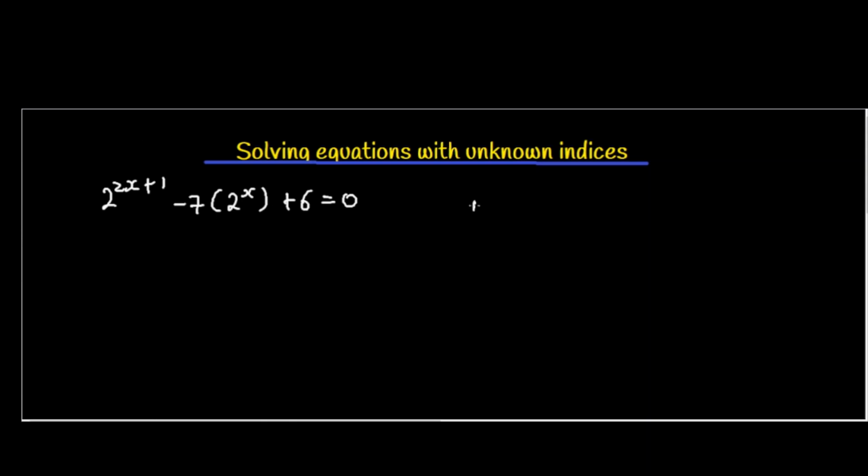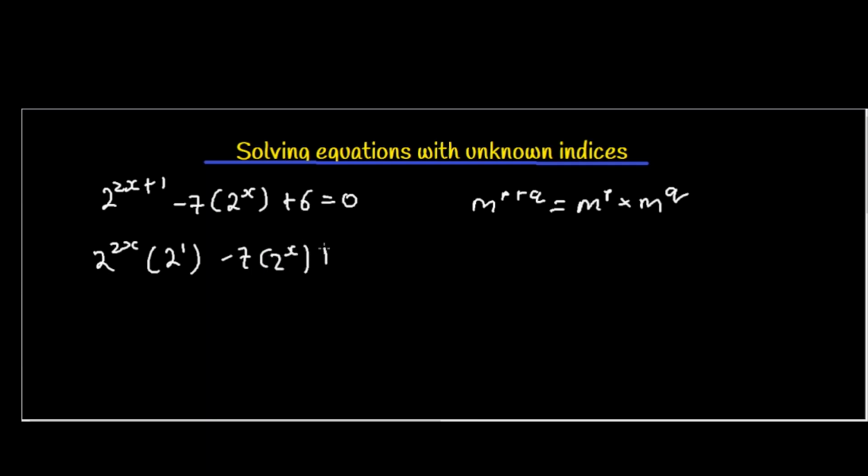We had a rule that when you have m to power p plus q, this is the same as m to power p times m to power q. So let's apply that here, and it means that we shall have 2 to power 2x times, in brackets, 2 to power 1. You find that this is the same base, and when we multiply these two, we add the powers to get back to this. Then we get minus 7 into 2 to power x, then plus 6 equal to 0, like that.